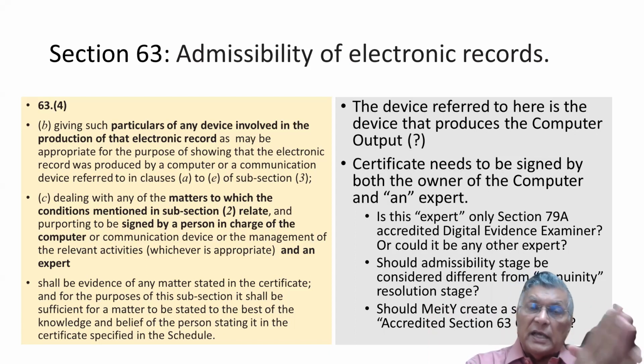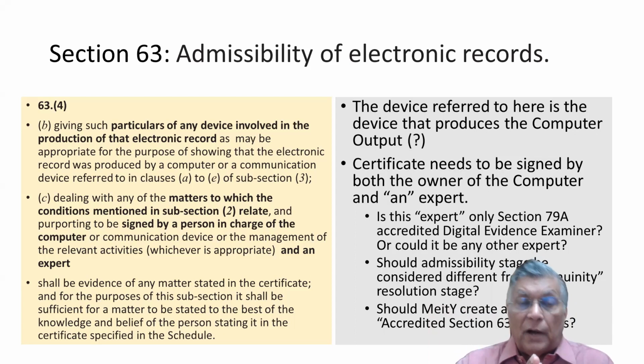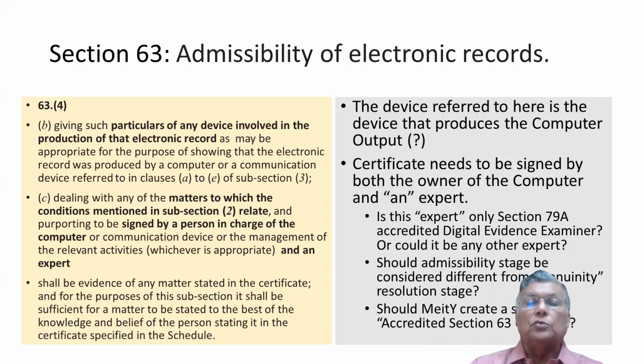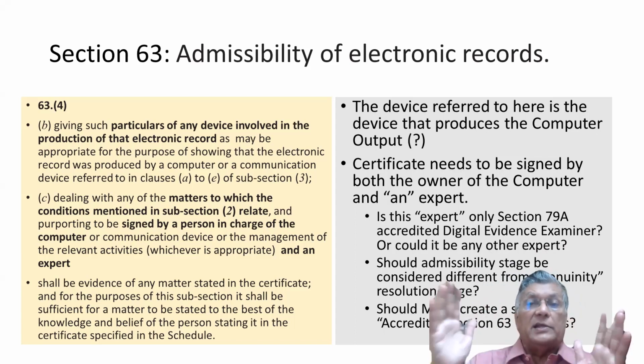And even if there is a section 79A certified certifier in my town, I should be able to bring a private expert who submits this for admissibility. And after it is admitted, if there is a dispute, then the court can request the section 79A digital evidence examiner to come to the court and help the court in understanding whether the section 63 certificate given by the private expert is acceptable or not, because the defendant has challenged it.